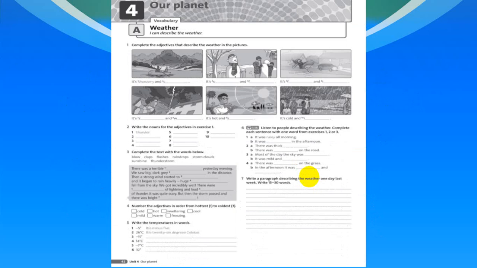Our lesson for today has finished, and I hope to see you tomorrow. Your homework is on page 42 in the activity book.